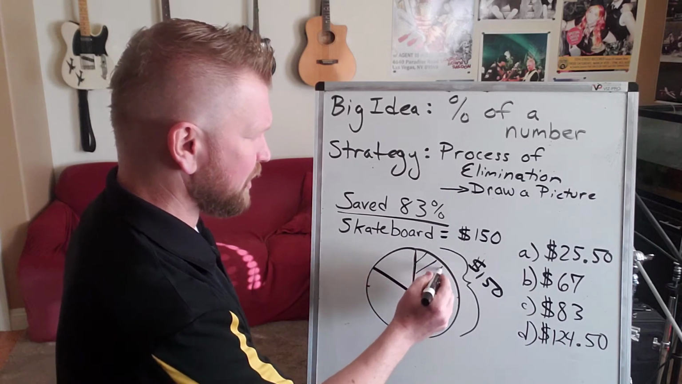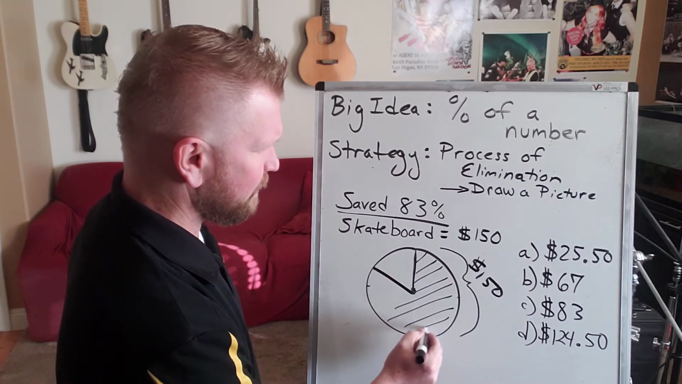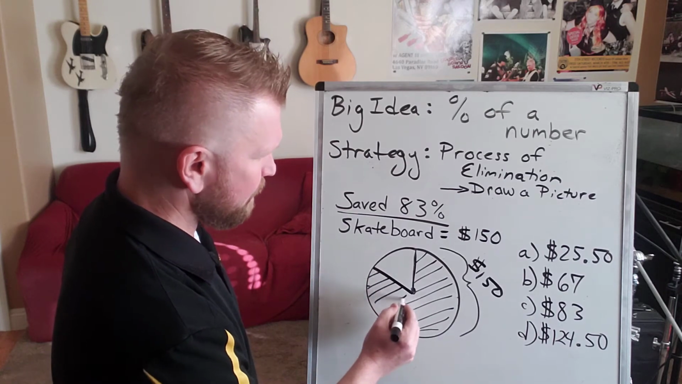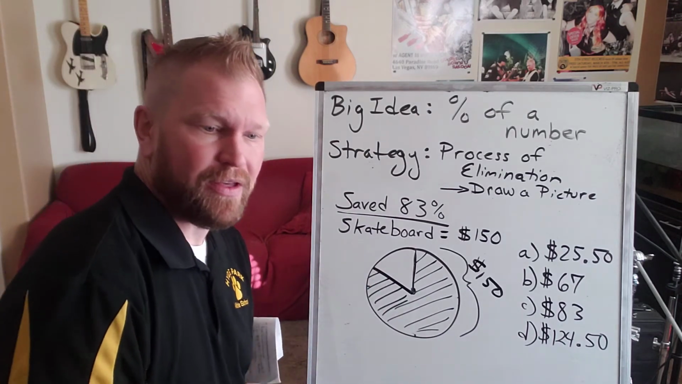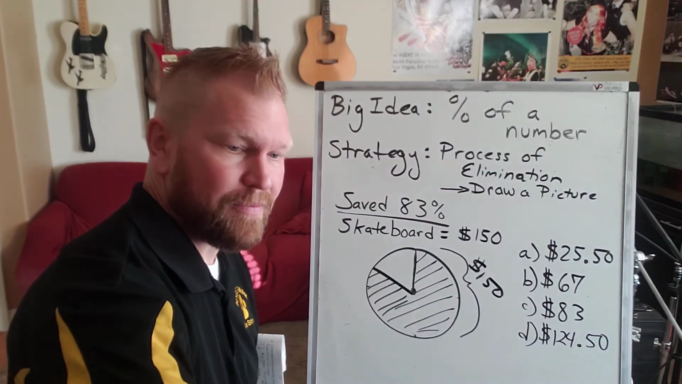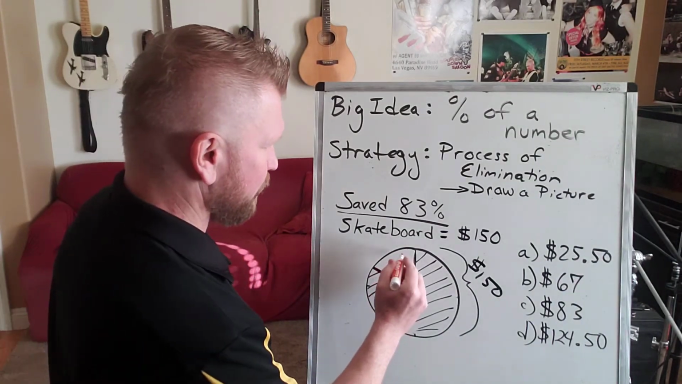So this part represents what he's already saved. And this part over here represents what he still needs to save. So we're looking for this part right here.